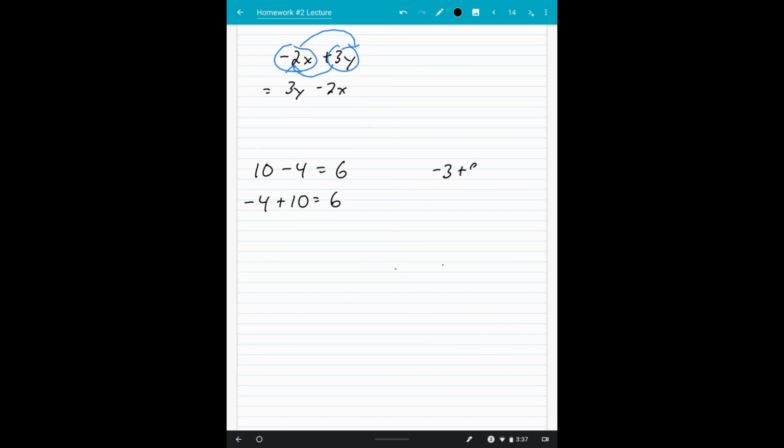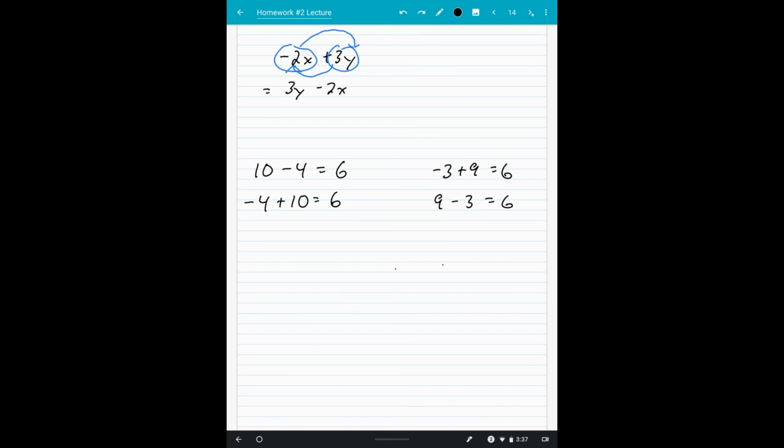Negative 3 plus 9. I might want to move those around because I find it difficult to do negative to positive. So I put the 9 in the front, the negative 3 last, and that makes 6. So whenever you swap numbers, you got to swap the whole entire sign whenever you're moving numbers around.